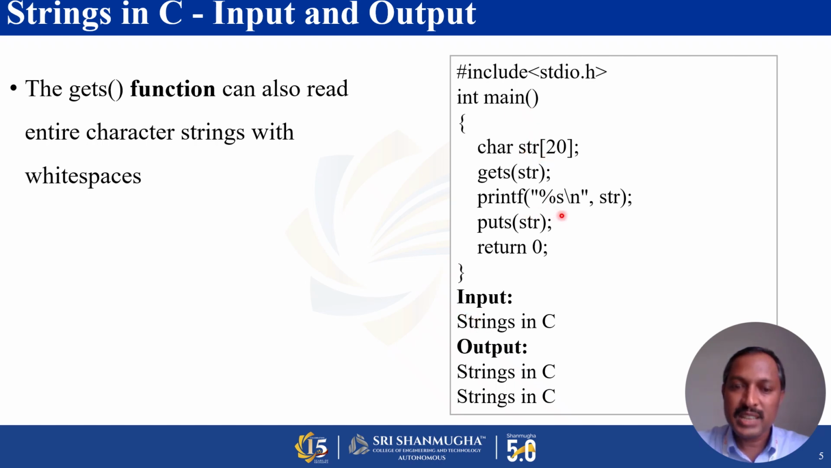Then we print the same thing. We print using printf as well as puts here. That's why it is printed two times. Printf will print the stored value "strings in C", and puts also prints the stored value. So if you want, we can use scanf to get input from the user, gets also we can use to get input from the user. To print, either we can use printf or we can also use puts.